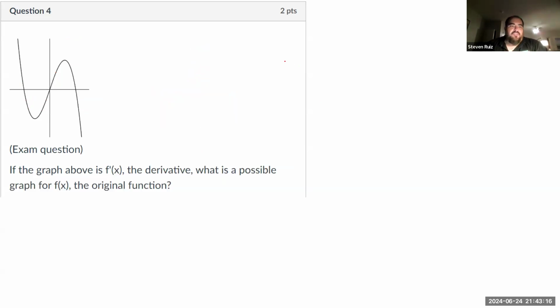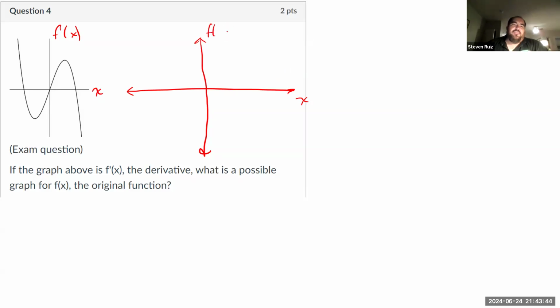All right, so moving on to 4. Now we're going the opposite direction. Same graph, but now we're telling you this graph is the derivative. So this is f prime of x. Now we're trying to construct a graph going the opposite way. I give you a graph that describes the rates of change. What would the original look like?